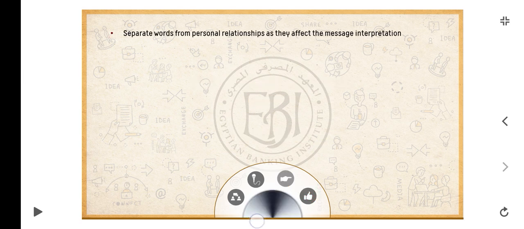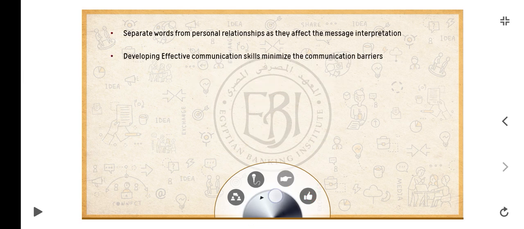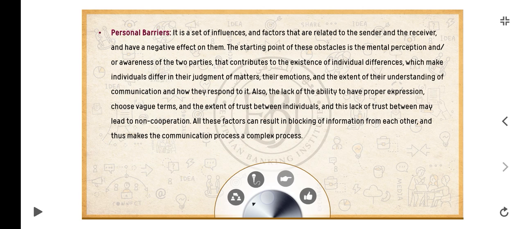as they affect the message interpretation. Developing effective communication. Personal barriers.